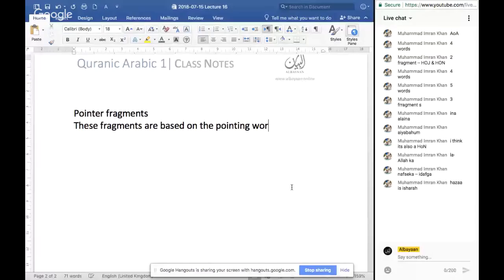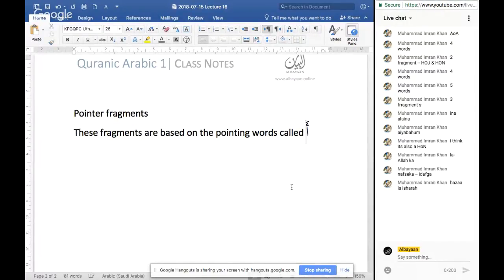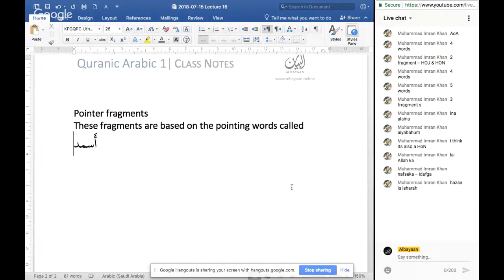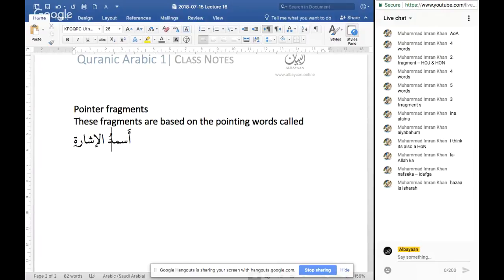These words are called Asma'ul Ishara. So these fragments are based on the pointing words called Asma'ul Ishara. Asma is the plural of ism. So these fragments are like, for example, let me give you some examples.